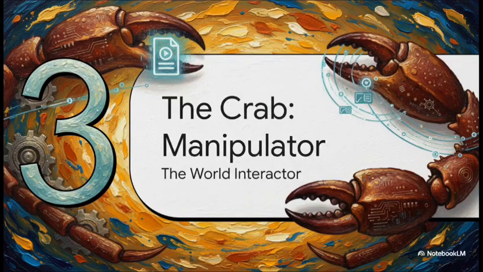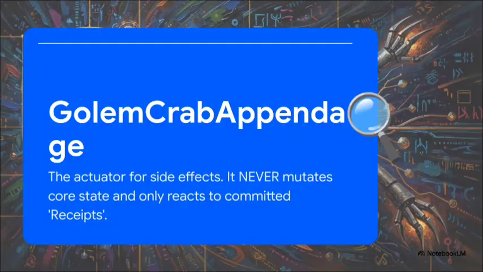So, if the jewel is the brain, you can think of the crab as the body. Or maybe more specifically, the claws. This is the part of the system that actually does things in its environment, like writing a file or sending a notification. It's the manipulator. And this perfectly shows the chain of command. The golem crab appendage, that's its official name, is a pure executor. It doesn't think for itself, it can't change the jewel's truth, it just waits for an official committed receipt, basically an order, from the jewel, and only then does it act.